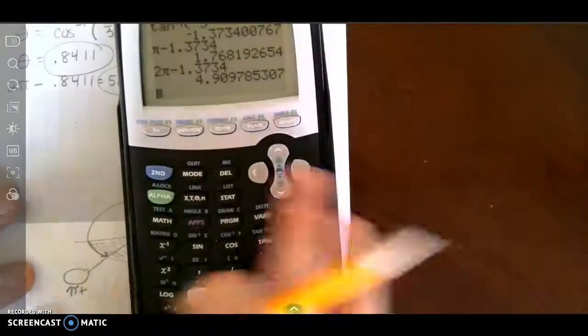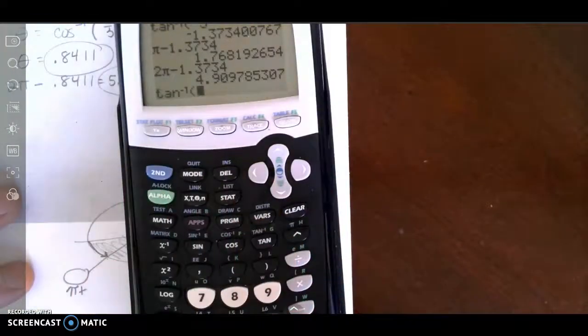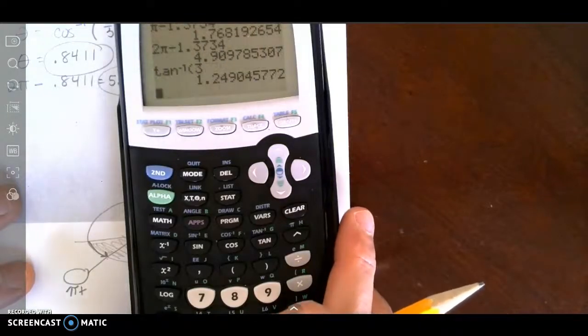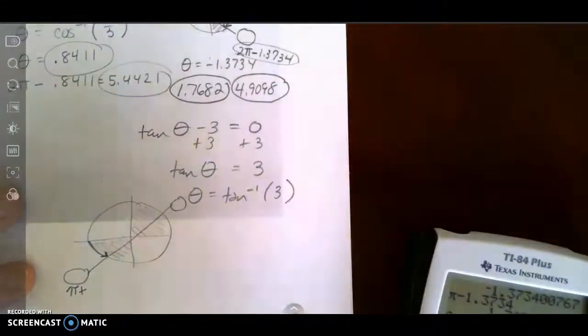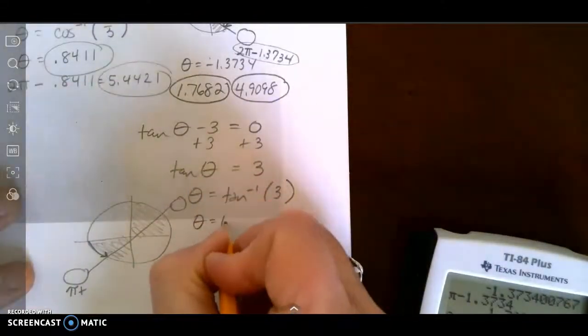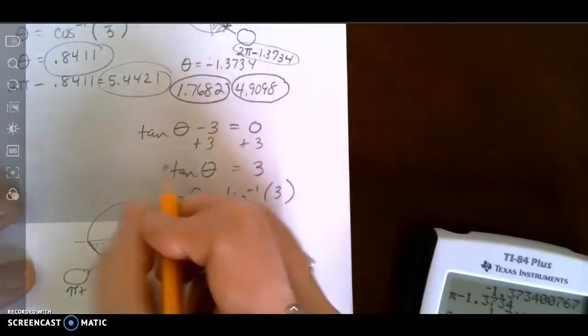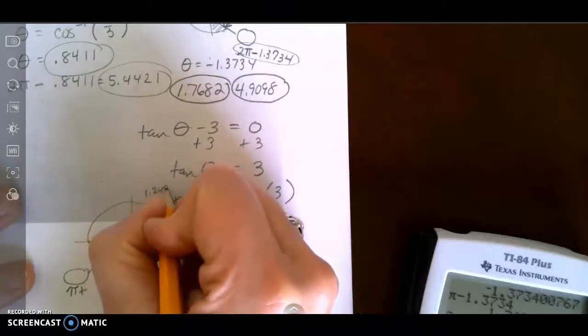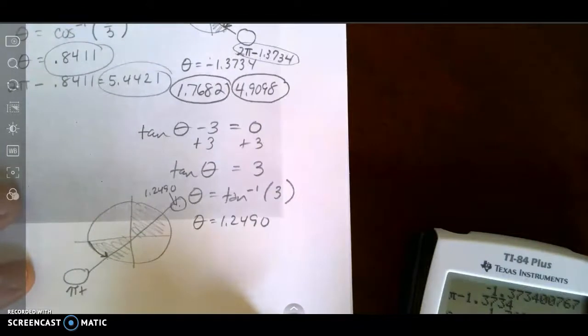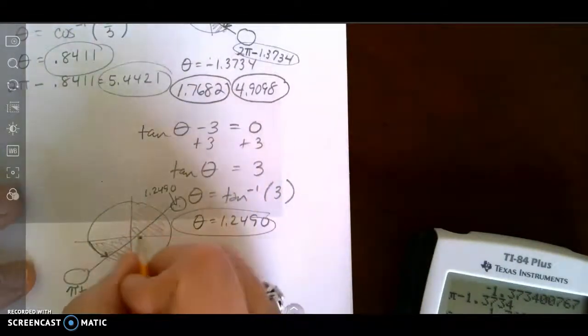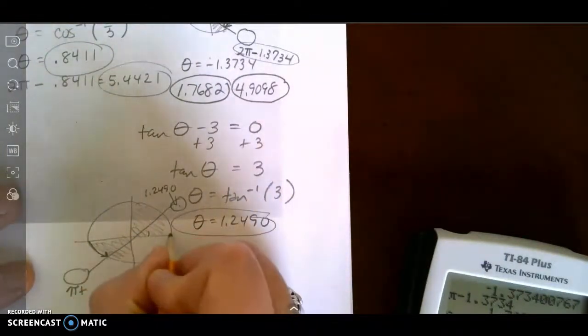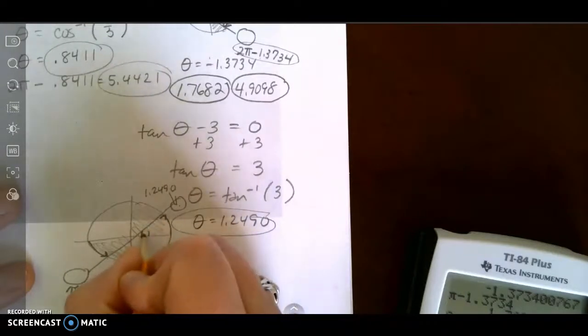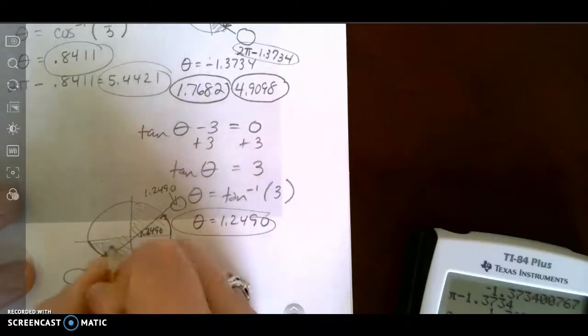Let's see what it is. Inverse tangent of positive 3, and I get 1.2490. So right here is going to be 1.2490. That goes in here. That's one of my answers. So that means that my angle here is 1.2490, which means this is the same thing.